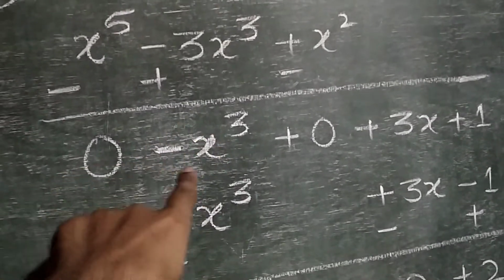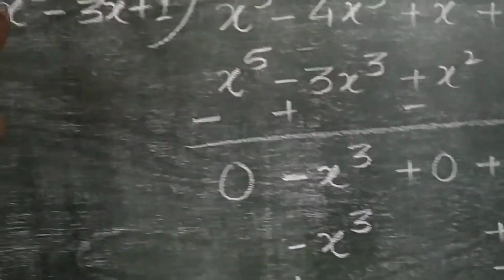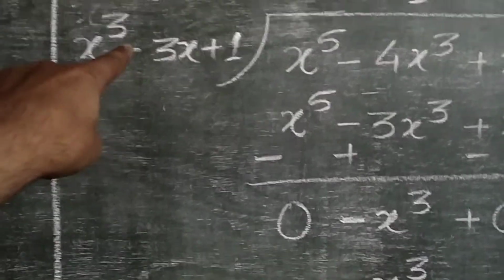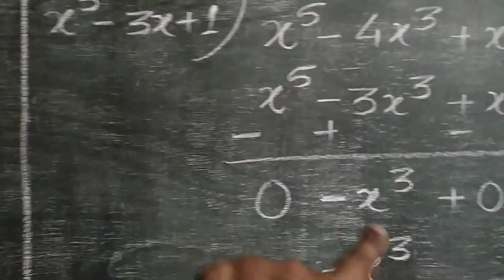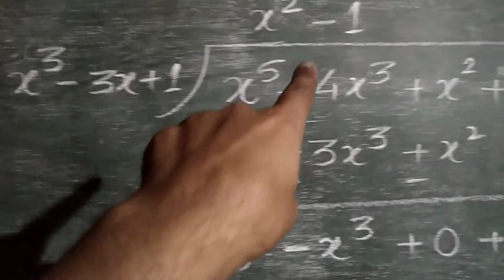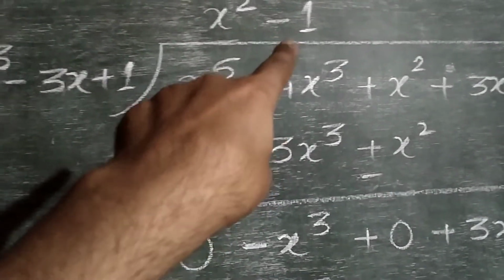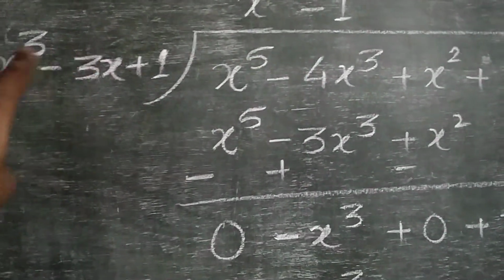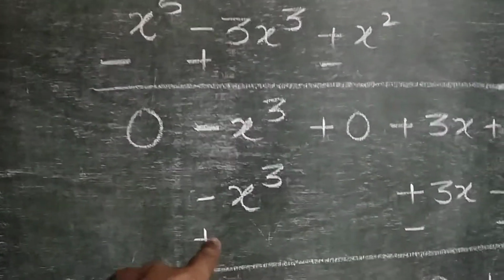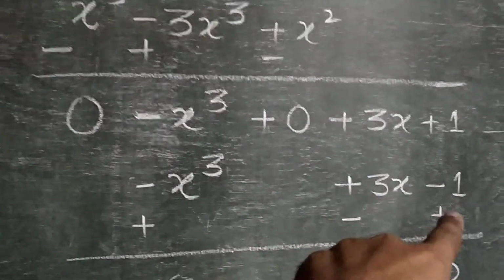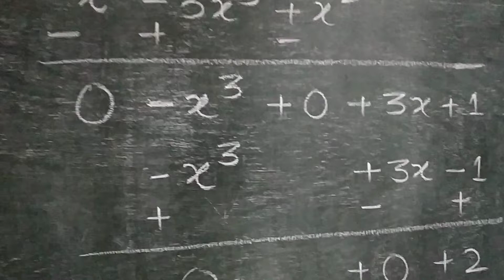Its highest order term is minus x cube. We will divide it by the highest order term of the divisor, that is x cube. So minus x cube divided by x cube, we will get minus 1. So multiply minus 1 with all the terms of the divisor, we will get minus x cube plus 3x minus 1. On subtracting, the sign will change.